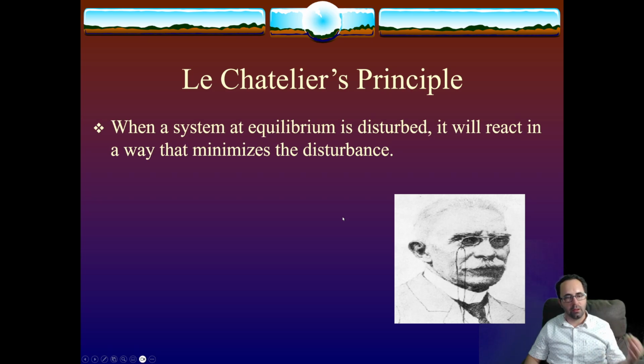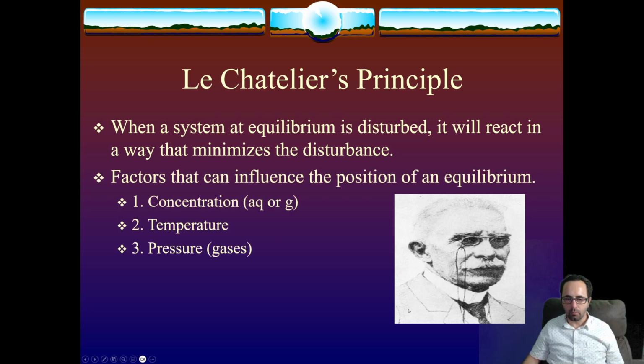Le Chatelier's Principle says when a system at equilibrium is disturbed, it will react in a way that minimizes the disturbance. So the reactants and products are going to react and go back to the equilibrium that they were at. And there are 3 factors that can influence the position of the equilibrium: the concentration of aqueous or gaseous reactants or products, the temperature, and the pressure if there are gases.